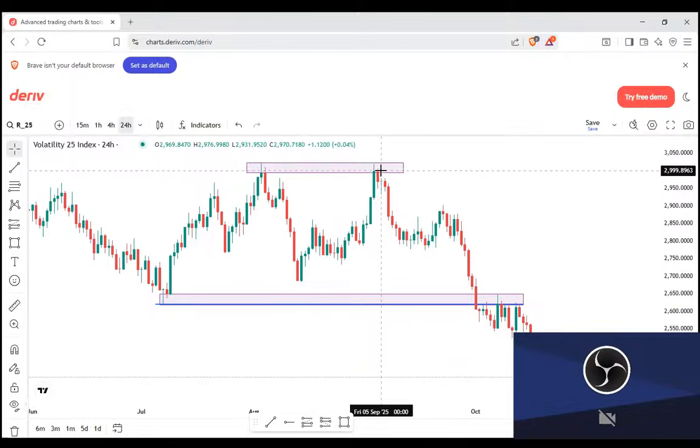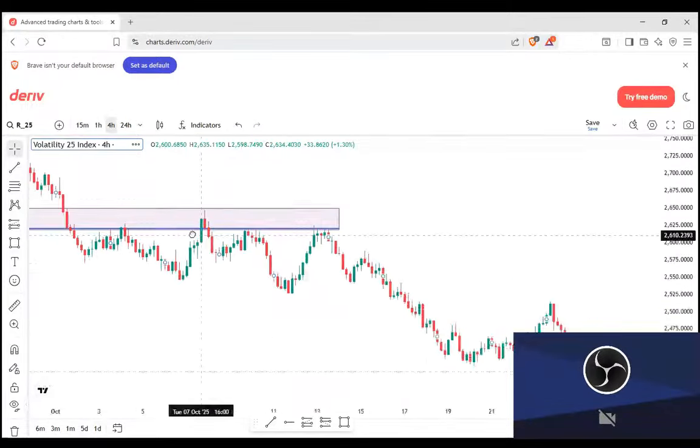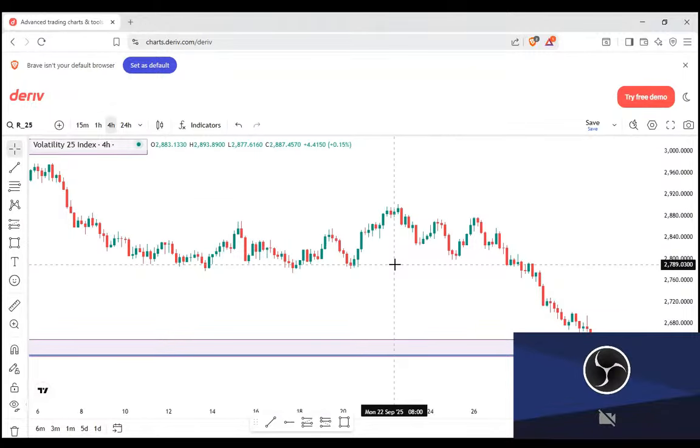It came back to this high and tapped into this high, giving you what? A pin bar, a rejection, and then it didn't give you much confirmation here on this 24 hours time frame, or on the 4 hours time frame, or the lower time frame. That's where you see more confirmations. You see the confirmations. Okay, where is this one? Let me refresh the chart.